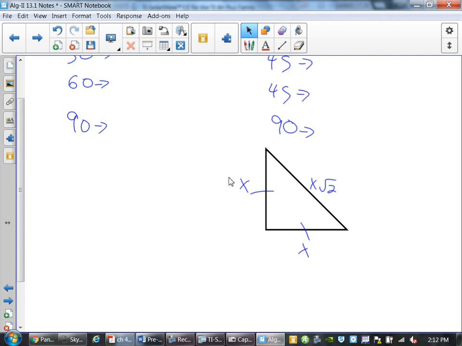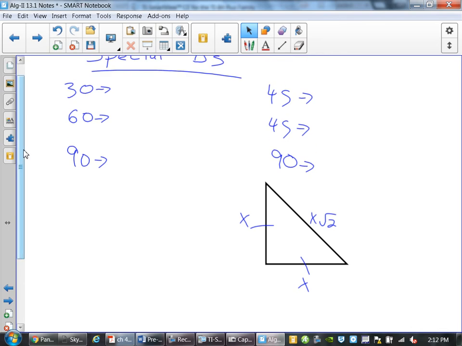What's the coefficient of x in this problem? 1. So basically what we're setting up here is that if this side is 1, this side has to be 1. Well, what's 1 squared plus 1 squared? 2. And what's the square root of 2? Root 2. So that's where you get those side lengths of 1, 1, and root 2. This value of x is the scalar multiplier of all this.